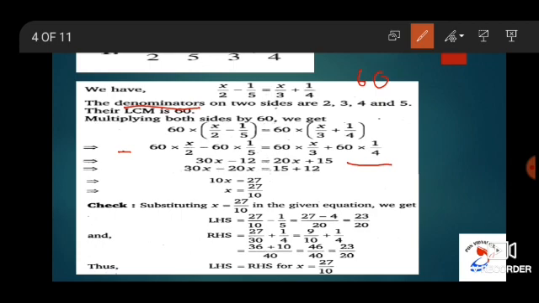Now, in the next step, after cancelling, you will get the result as 30x minus 12 is equal to 20x plus 15. Again, on transposing the variables to one side and constants to the other side, you will get the result as 30x minus 20x is equal to 15 plus 12. That is 10x is equal to 27. So, the value for x is 27 by 10.